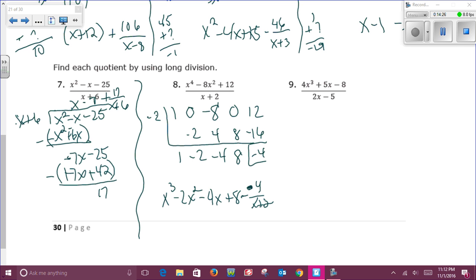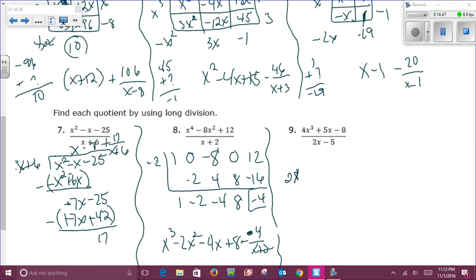Just put your fraction sign, or your negative sign, out in front of your fraction if you can. Number 9, we cannot use synthetic division because we have a 2x to the 5th. So we must do long division. So it is 2x minus 5 divided by 4x cubed plus 0x squared plus 5x minus 8. So what do I multiply 2x by to get 4x cubed?